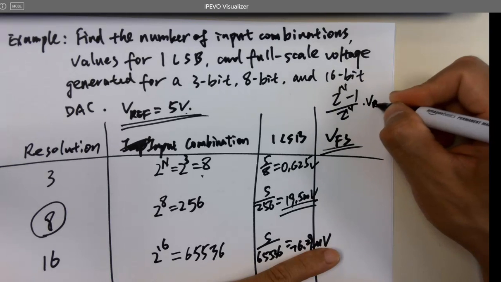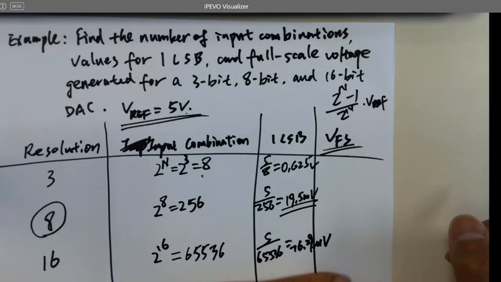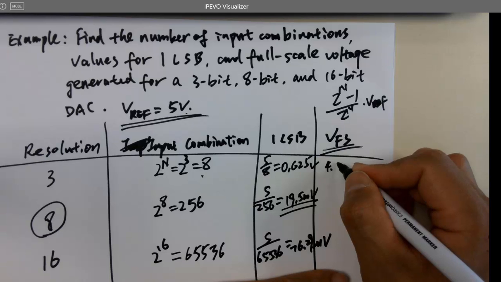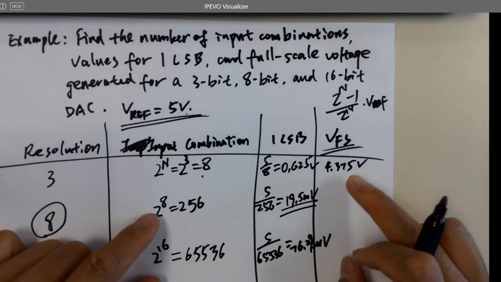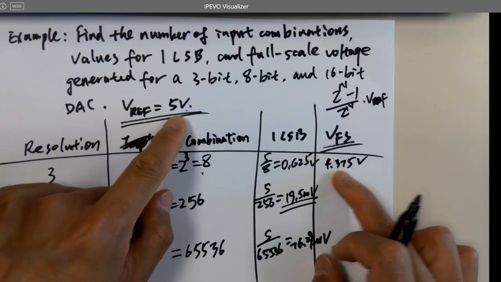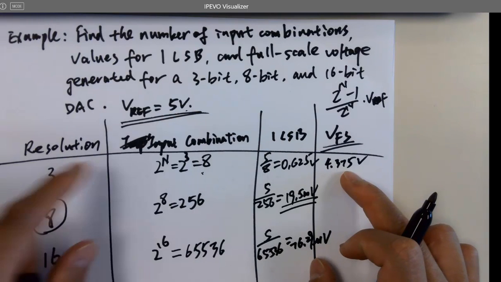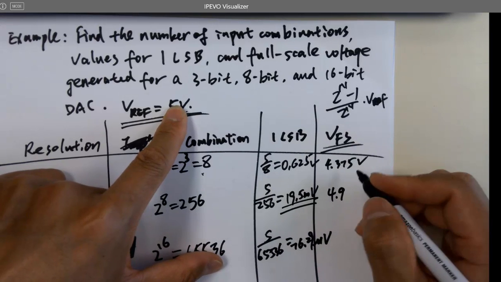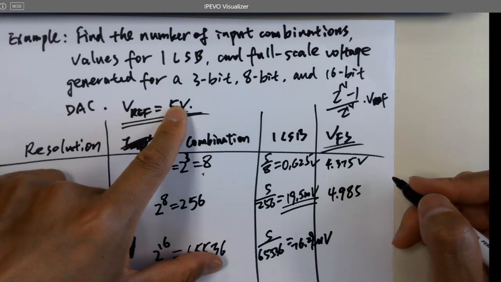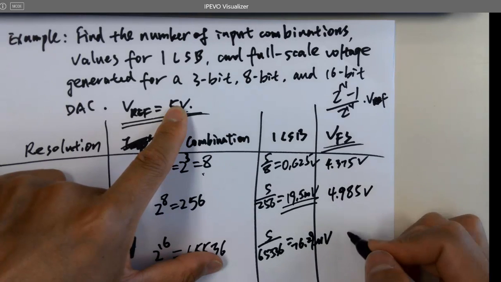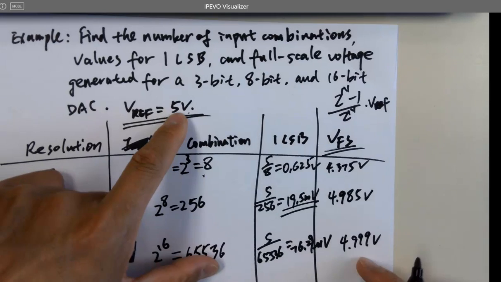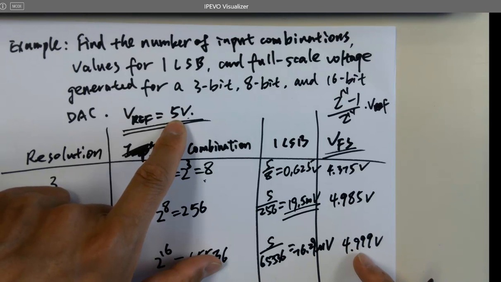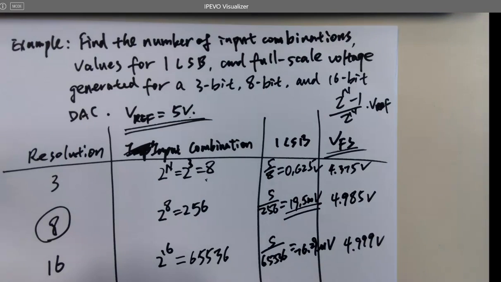So I'm not going to do the calculation for you, but I'll just write it down directly. 3.75 volts. You can compare that to 5 volts. We are losing a lot of voltage. The resolution is poor. 4.985. 4.999 volts. So you can see it's pretty much not losing anything. It's very close to the VREF, to the whole range. So you are using pretty much the whole range from the VREF.